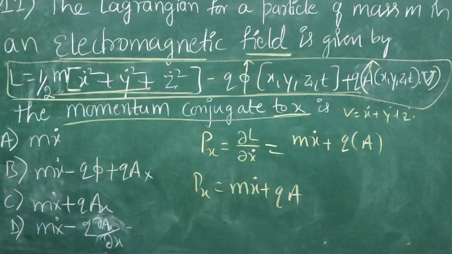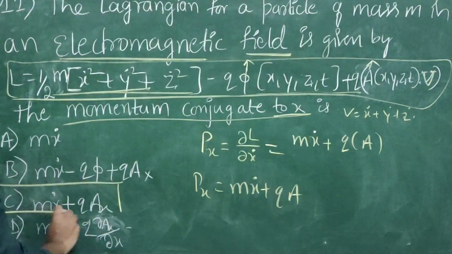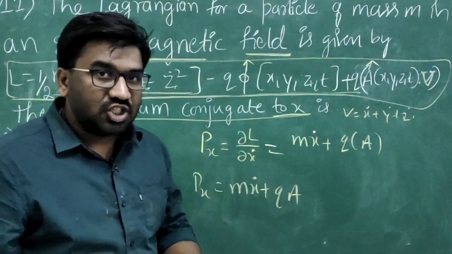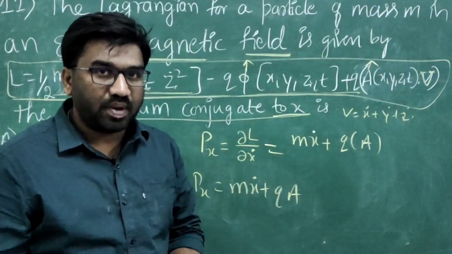Is there any option? m x dot plus q A_x. So option C is correct. So this is the momentum conjugate for this charged particle when the charged particle is placed in an external electromagnetic field.